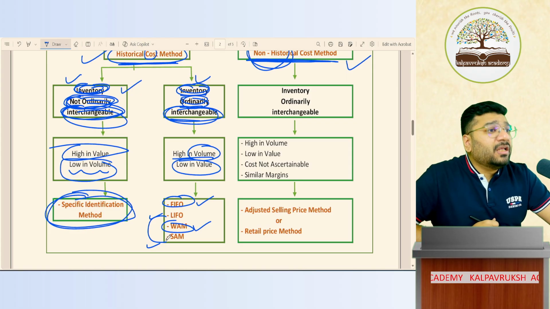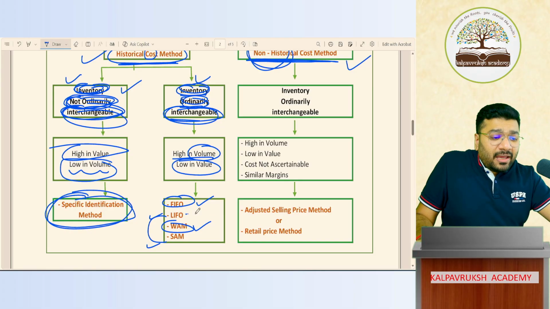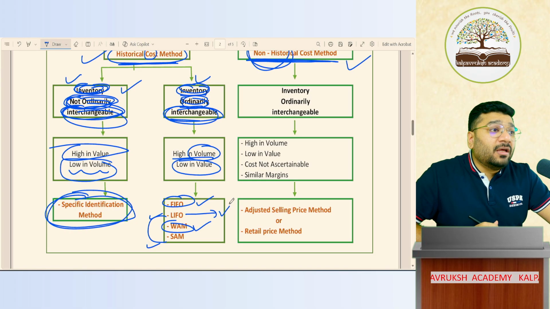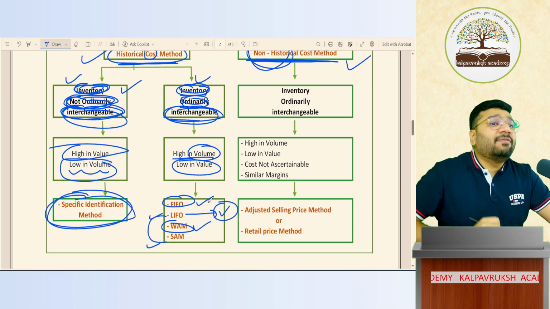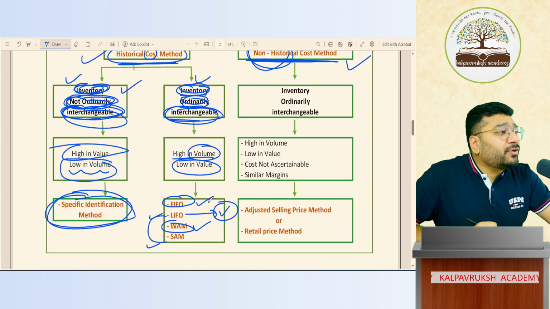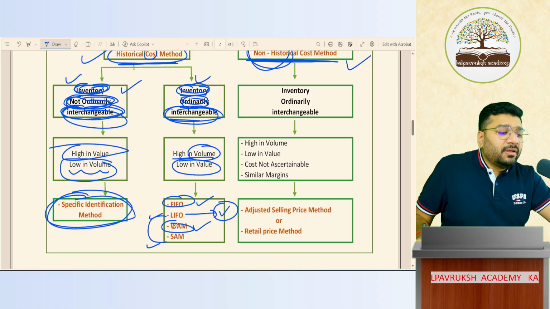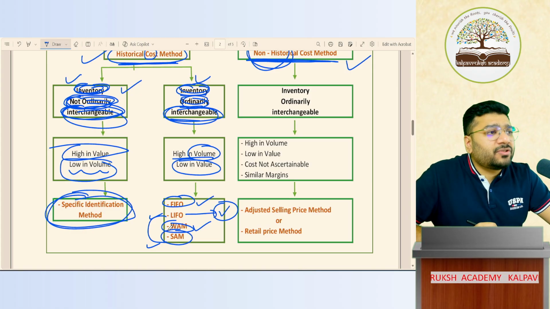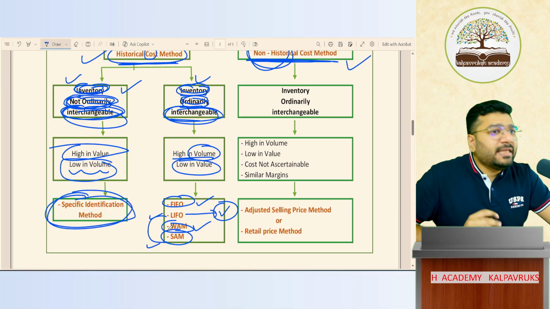But if you are an organization who believes that, no sir, in my business, if I apply LIFO only, the cost of such inventory can be fairly derived, you can go with LIFO. Got it? LIFO stands for last in, first out. And SAM is simple average method. So based on this, we are going to do questions today.